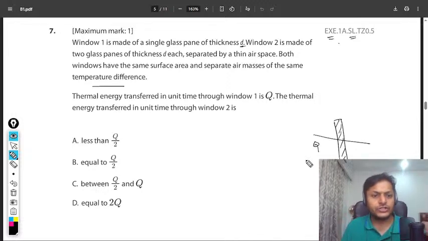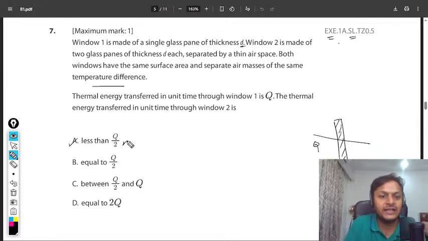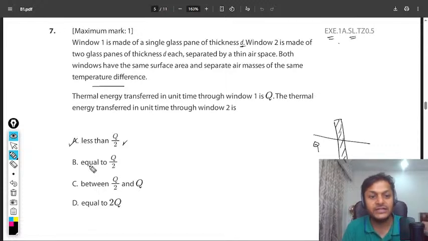So it will be, of course, lesser than Q by 2. Why? Because you can see that there are two glasses, and overall the thickness becomes double, thereby reducing the total heat which is able to pass through it. So your heat energy which was transferred earlier was Q, but now of course it is Q by 2. But here there is a gap between the two glasses. This is air, so this air is also creating one layer which the heat has to pass, and air is also taken as a bad conductor of heat, and so of course it is also creating some problems, so it will be lesser than Q by 2. Now that will be the correct answer.